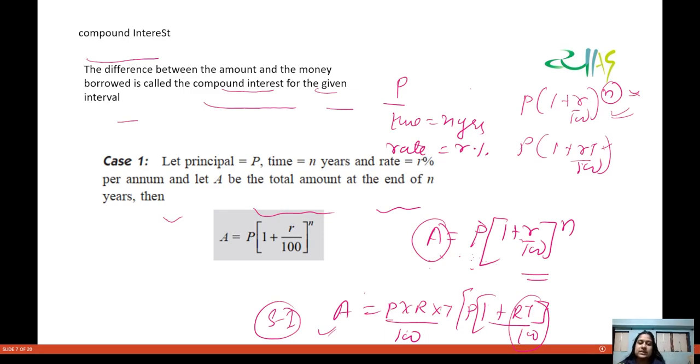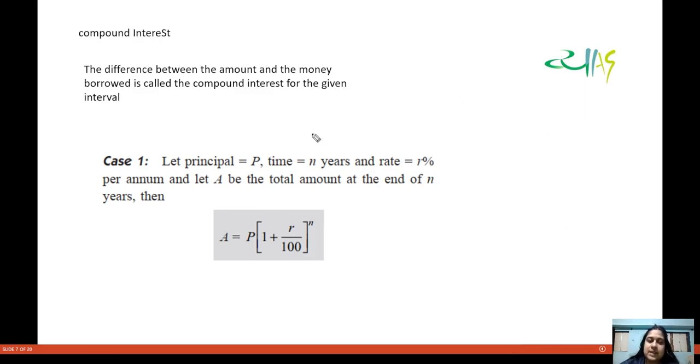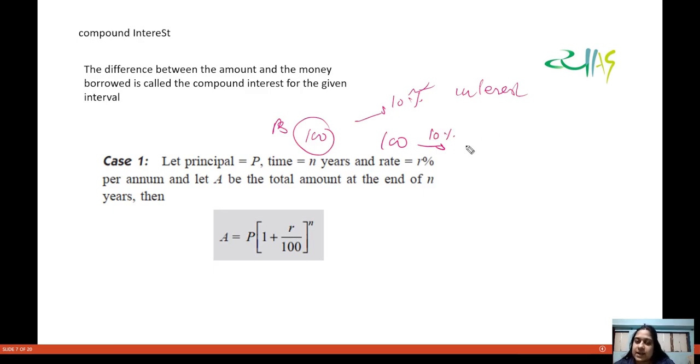I hope you understand this well. We are never going to use this formula for calculating compound interest. Like I told you, for example, we are given 100 rupees and a 10% interest rate. There will not always be a 10% rate, but we will see the tricks for how to calculate this. If we give 10% interest on 100 rupees, that comes to 10 rupees interest, and the amount becomes 110.